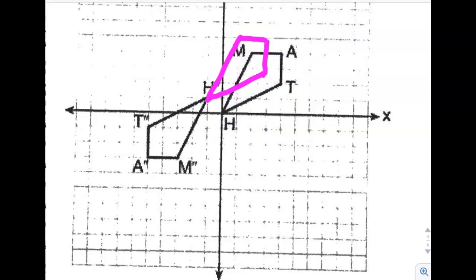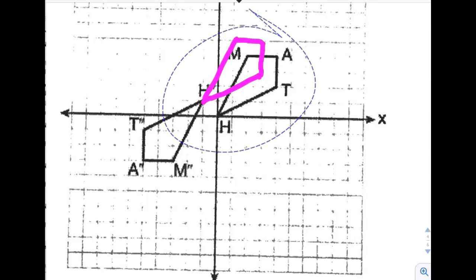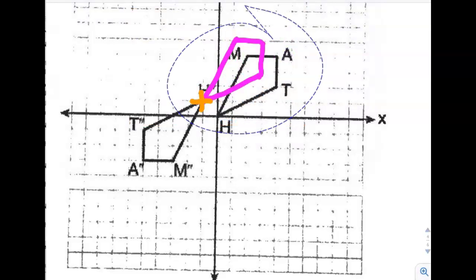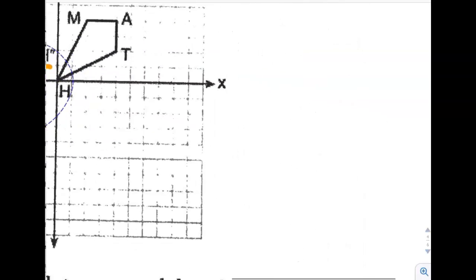So you could put H on top of H. So you translate -1, 1, and then rotate about point H 180 degrees. That's how I would do it. I would translate it first, -1, 1, and then I have a point of rotation, center of rotation right there. Once I have that center of rotation of H, I'll then rotate it about H 180 degrees, and then it'll map onto each other.